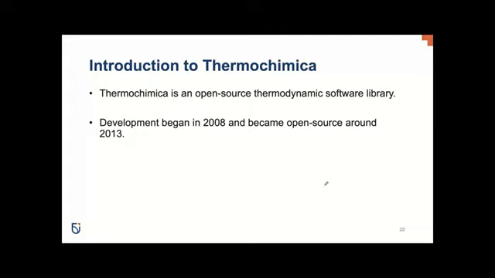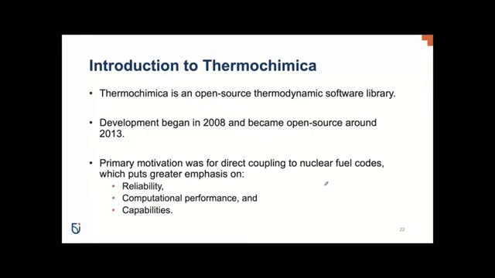It's an open source thermodynamic software library. It began during my PhD in 2008 and became open source around 2013, with continuous development in capabilities and maintenance over the years. The primary motivation for the software was really for direct coupling to nuclear fuel codes, and that is very different from conventional thermodynamic tools. Most conventional thermodynamic tools were intended for a user sitting in front of a computer and actively working with the software to do things like point calculations, generate phase diagrams or Pourbaix diagrams, or develop thermodynamic models.